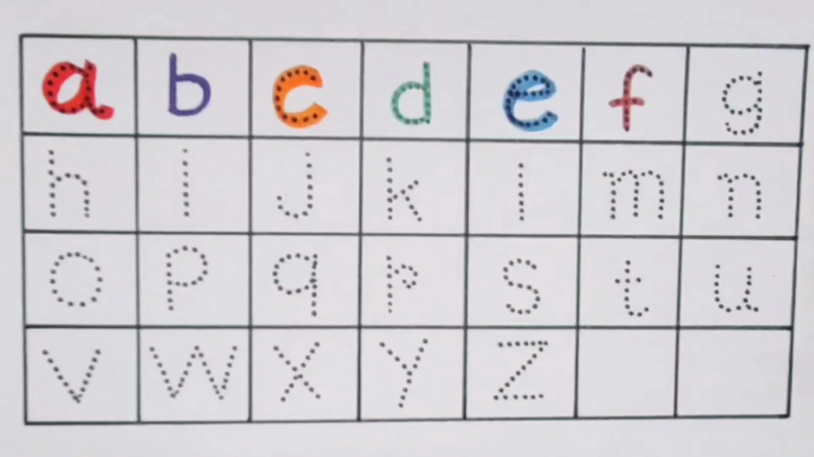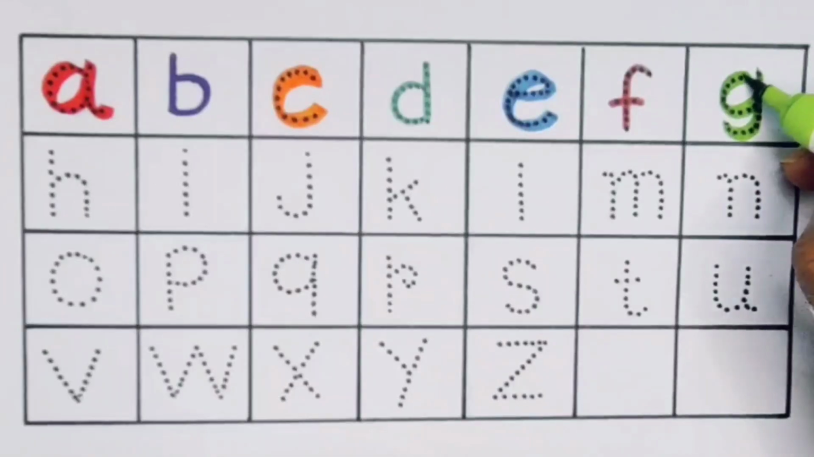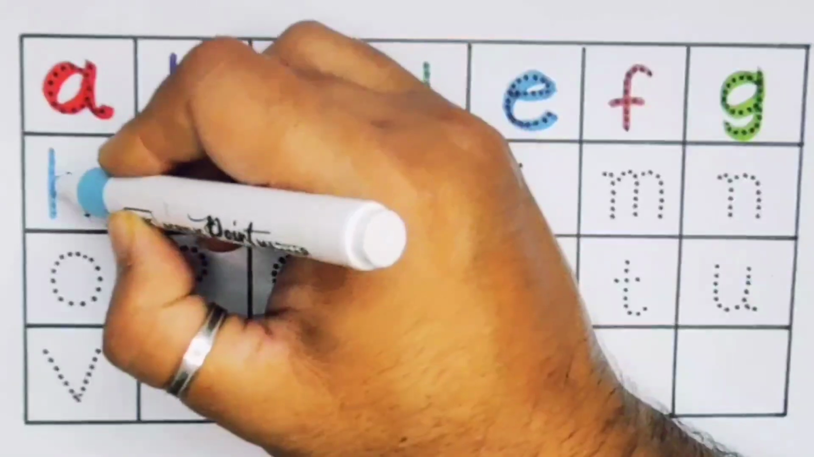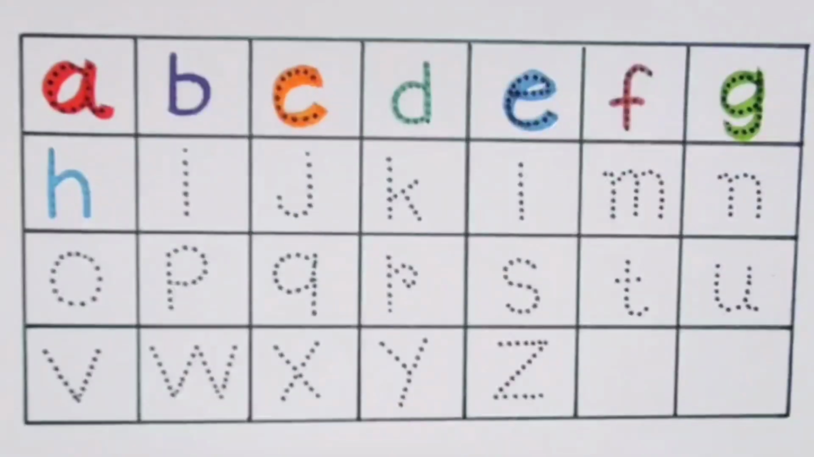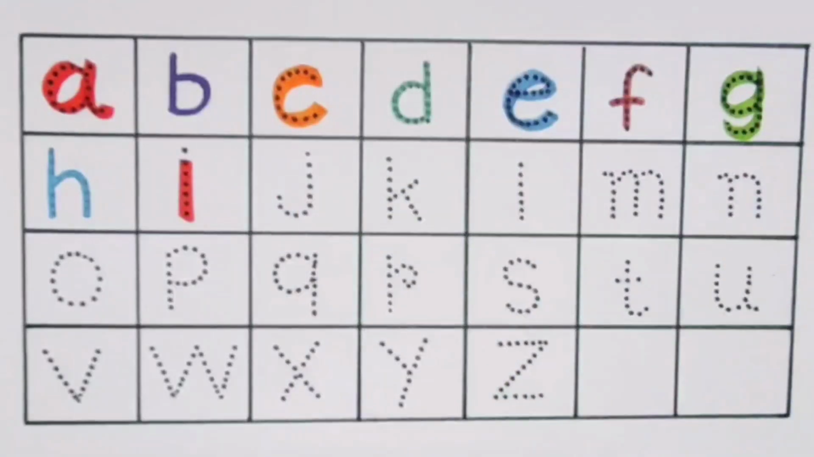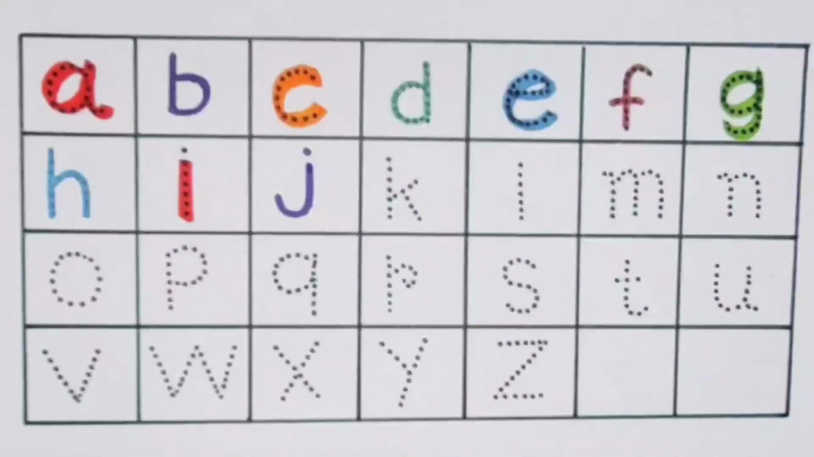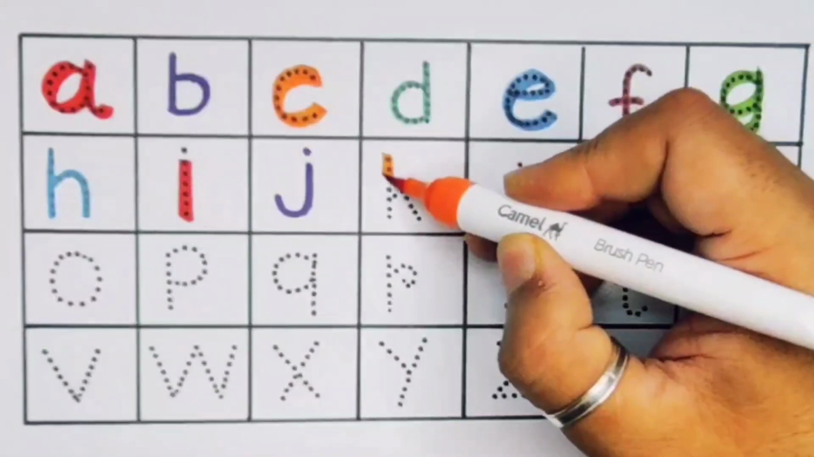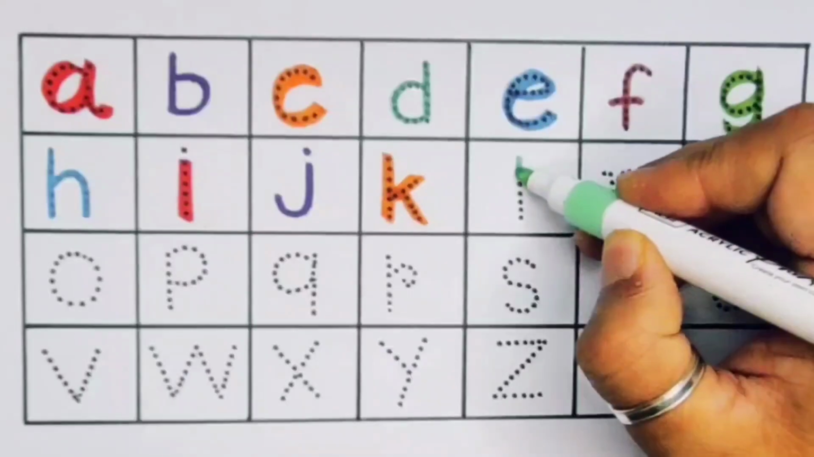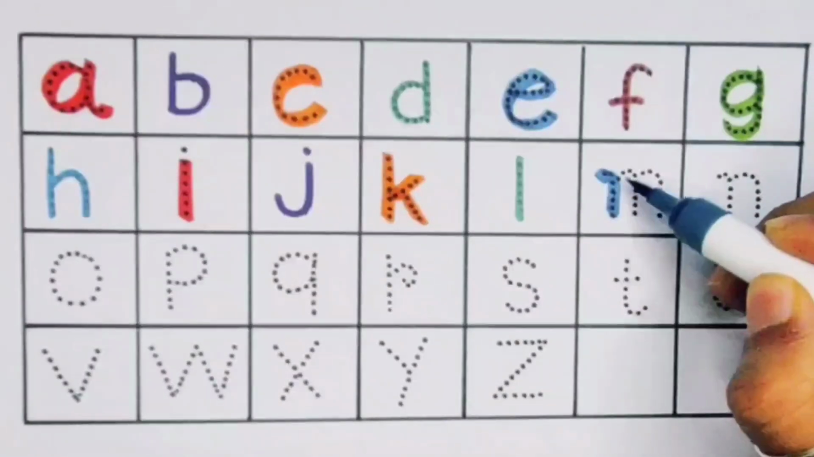Next kids, G for grapes. Next, H for horse. Next kids, I for ink. Next kids, J for jellyfish. Next, K for kite. Next kids, L for light. Next, M for monkey.